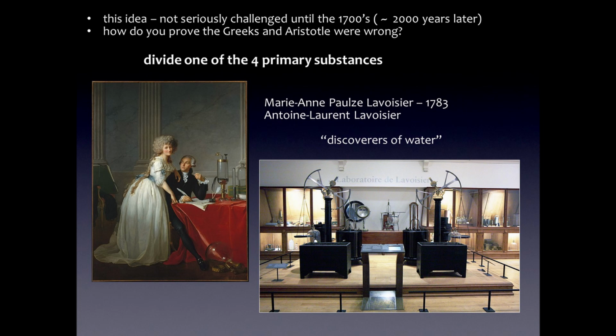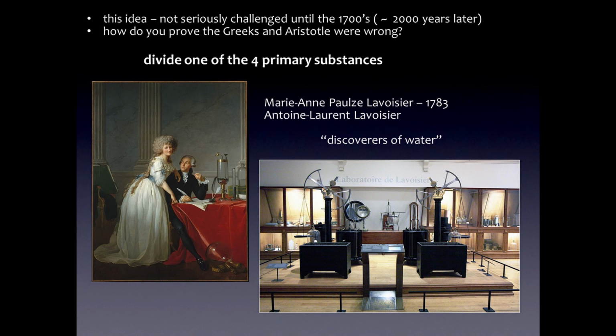It wasn't until the 1700s, almost 2,000 years later, that the Greeks and Aristotle and other scientists were proven wrong. How would you do this? You would do this by dividing one of the 4 primary substances, either fire, water, air, or earth. This was done by Antoine Laurent Lavoisier and Marie-Anne Pallas Lavoisier in 1783. They can both be considered the discoverers of water, although we don't hear a lot about Marie-Anne.